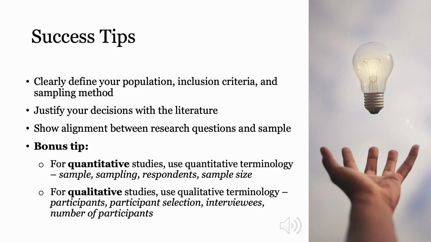To be successful, make sure you clearly define your population, inclusion criteria, and sampling method, and back them up with references. Remember to always show how your sample aligns with your research questions. And as a final tip, practice using the appropriate terminology. Quantitative studies usually use terms like sample or sample size, while qualitative studies use terms like participants or participant selection.